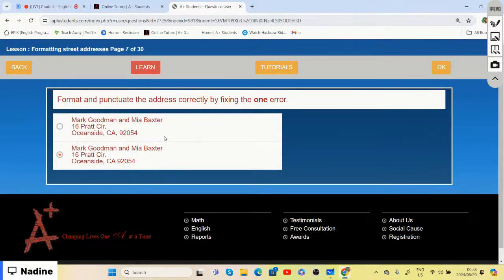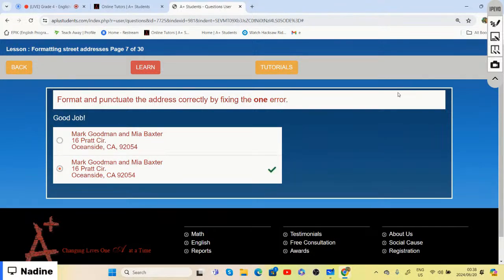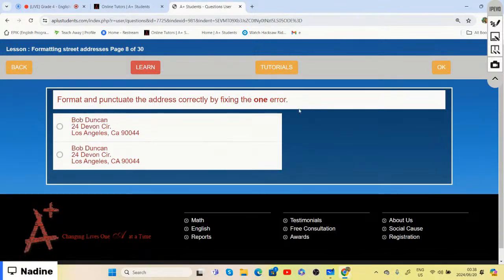So again, if we were to identify our one error in option one, our error is here after the state abbreviation. They added the comma. There should be no comma after the state abbreviation. So option two is correct again. Well done. Yes, the comma shouldn't have been there.